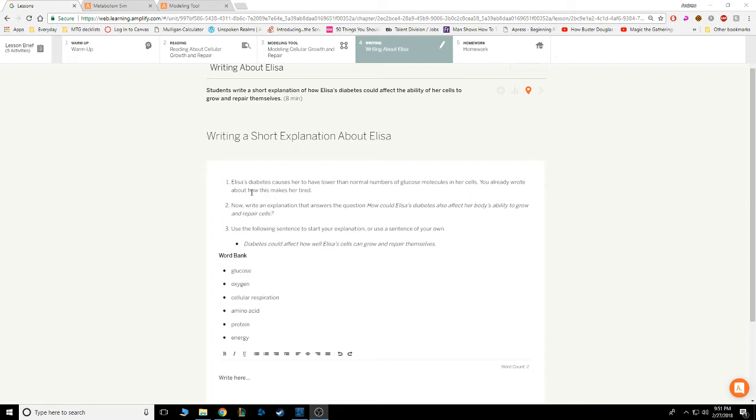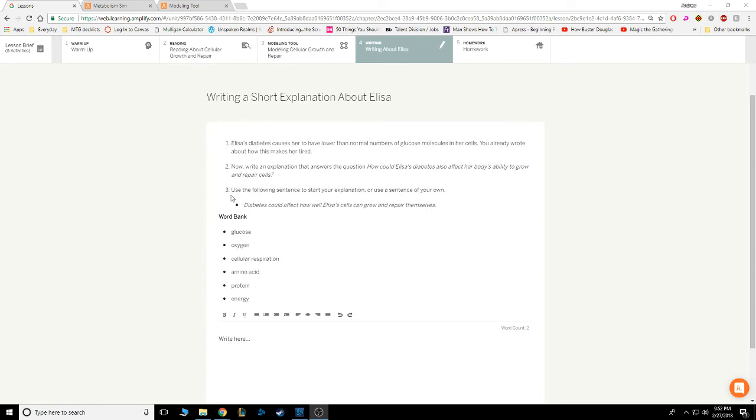So if she can't grow or repair cells, she can't grow, and she can't recover from injuries, because we recover from injuries by repairing our cells. You should have learned about that in step 2, reading about the cellular growth and repair. Remember, it's okay to go back and check on these things if you want to make sure you know what you're talking about or writing about when you're doing these assignments.